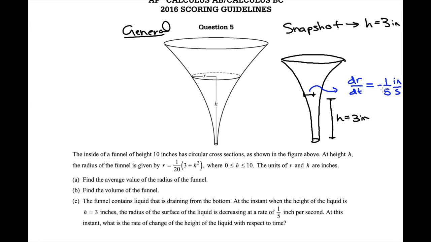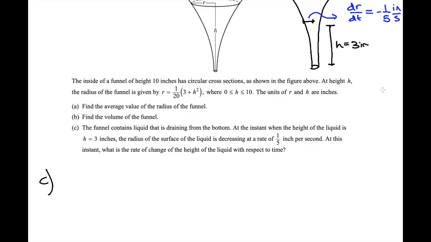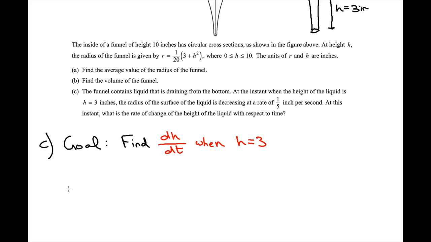Okay, so that's basically our pictures, and of course we can state our goal real quick. So we want to find dh/dt. We want to find how fast this height is changing with respect to time at this particular instant, and we want to find this, of course, at this instant when h is equal to 3. So the next thing we want to do is set up our equation.